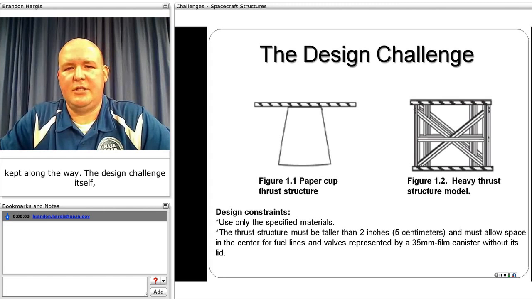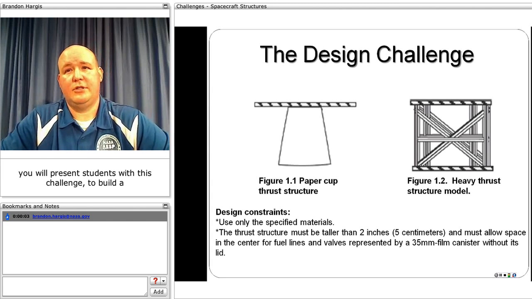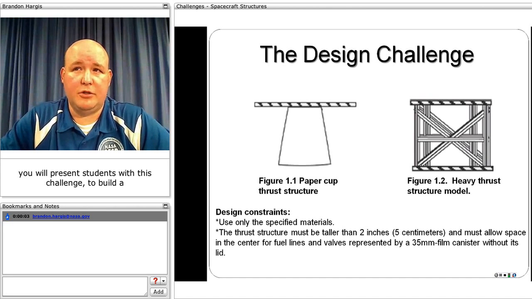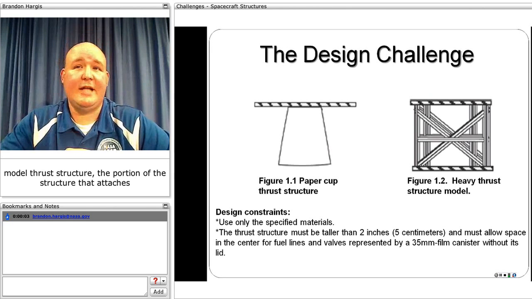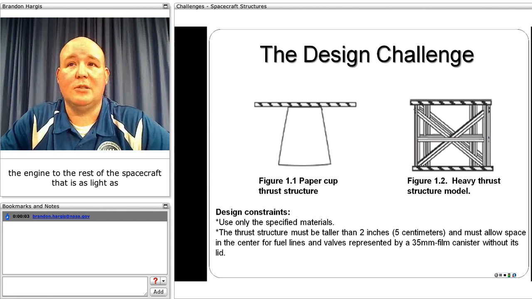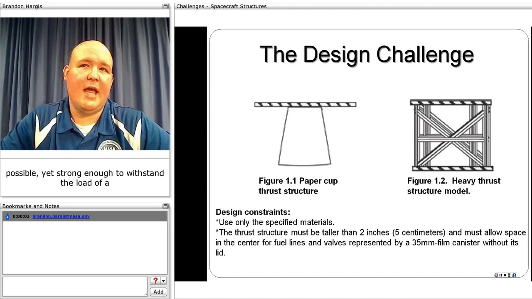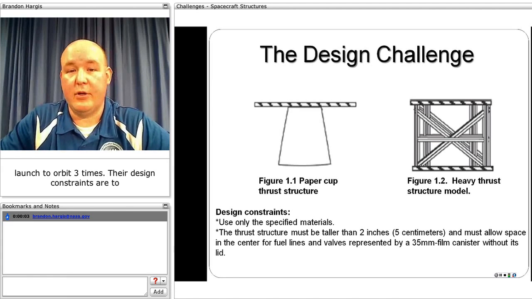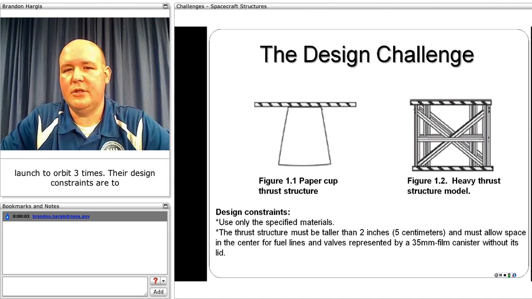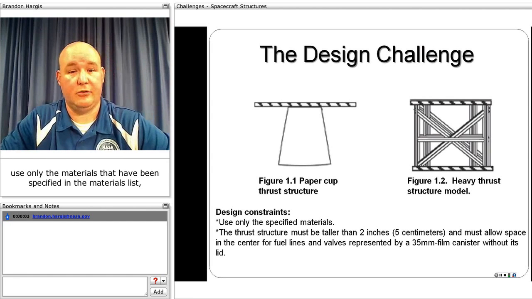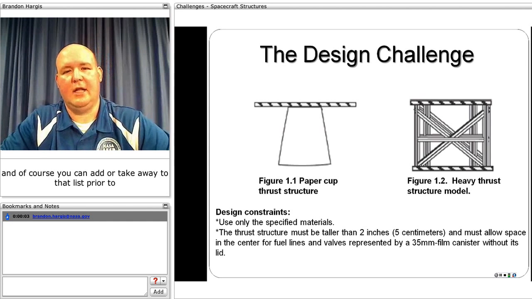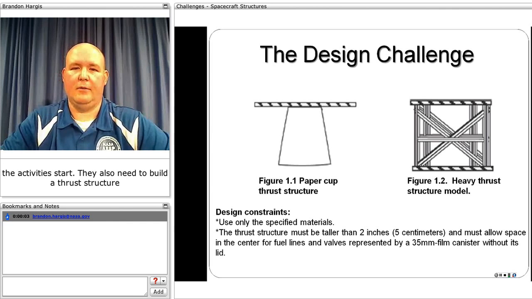The design challenge itself, you will present students with this challenge to build a model thrust structure, the portion of the structure that attaches the engine to the rest of the spacecraft, that is as light as possible, yet strong enough to withstand the load of a launch to orbit 3 times. Their design constraints are to use only the materials that have been specified in the materials list, and of course you can add or take away to that list prior to the activities starting.